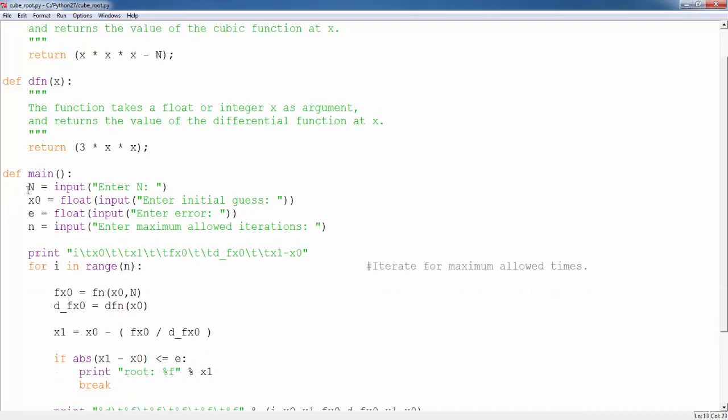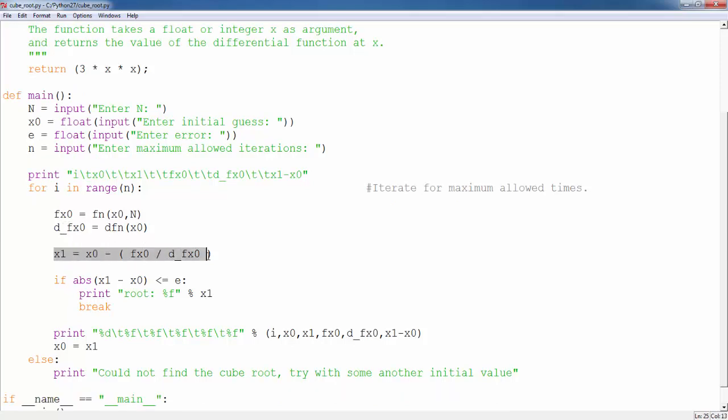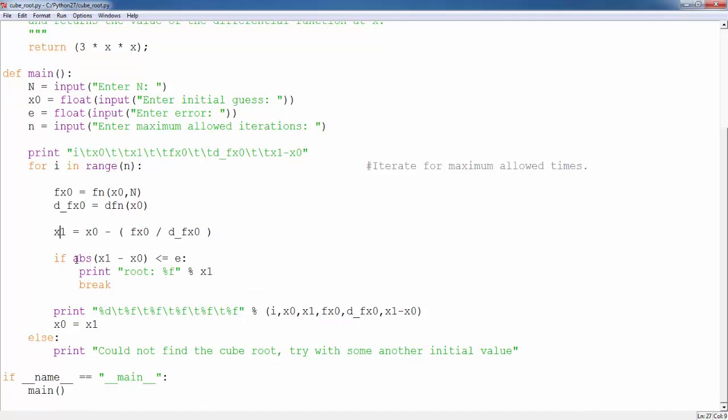Now let's see the main function. Here n is the input value in which we can provide a number for which we want to find the cube root. x0 is the initial guess, e is the minimum error, n is the number of iterations. Firstly, we are printing all the values, then moving with the iterations, assigning fx0 to the function value of x0, the differential function value of x0, finally the formula, and finding x1. After that, taking the absolute difference of both values and checking with the minimum error.